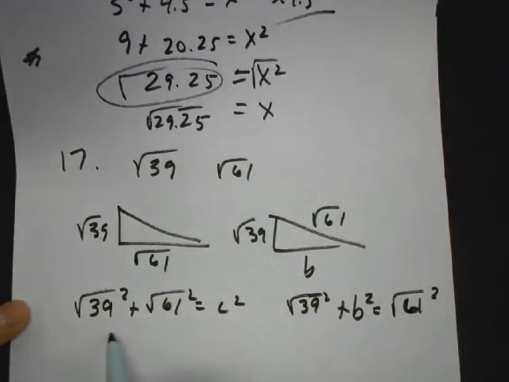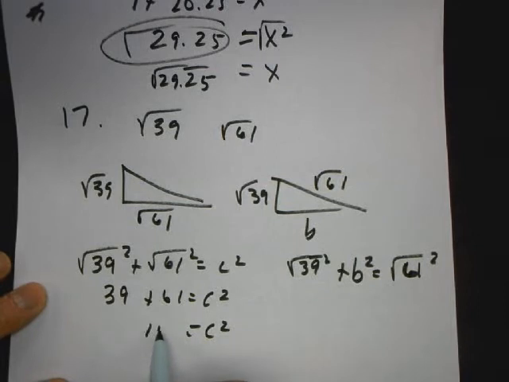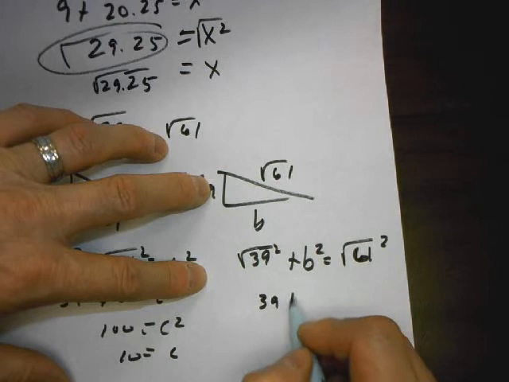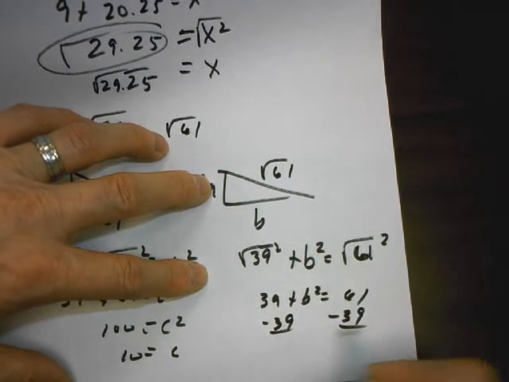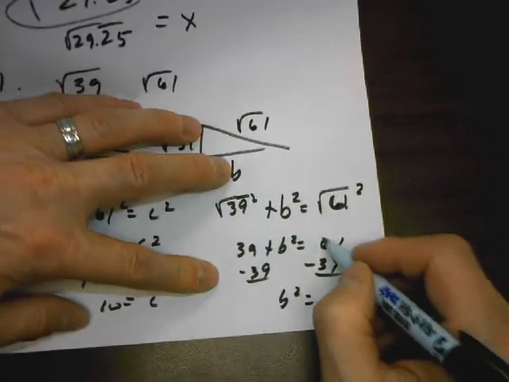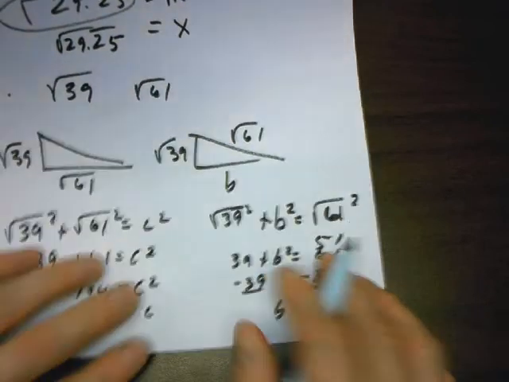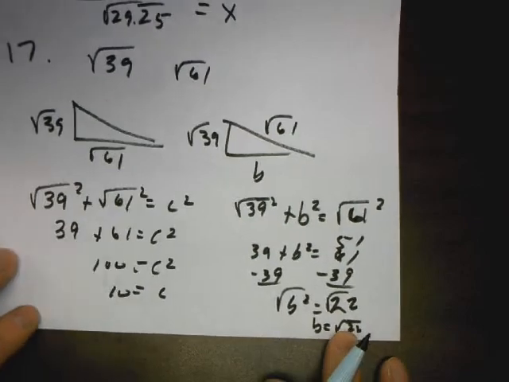Okay, so to finish this, the square root and the square undo each other. So one option is c squared equals 100, and the square root of that is 10. The other option is to subtract 39 from both sides, and then take the square root of both sides, and you get rad 22. Okay? So those are our two options. All right, number 18.